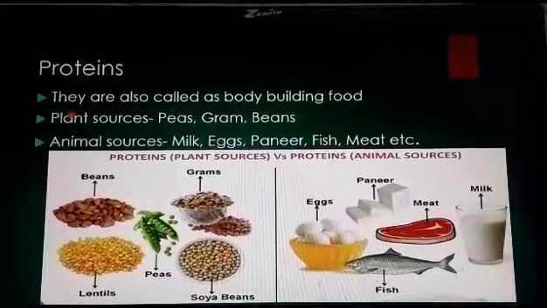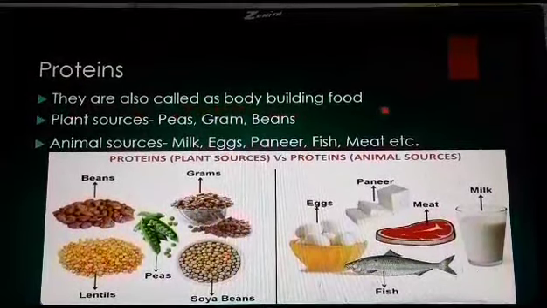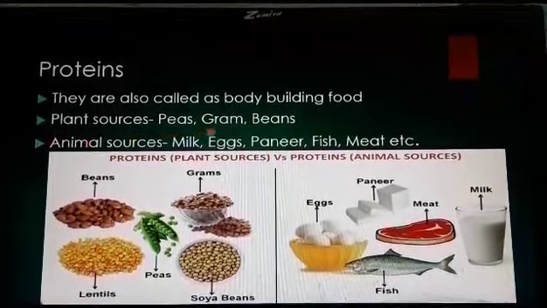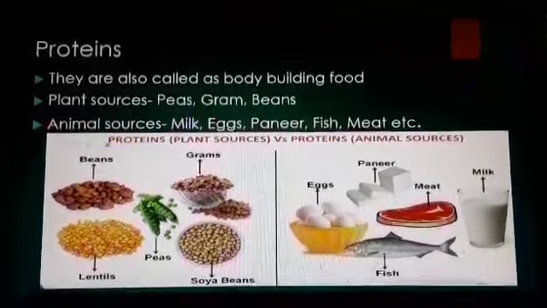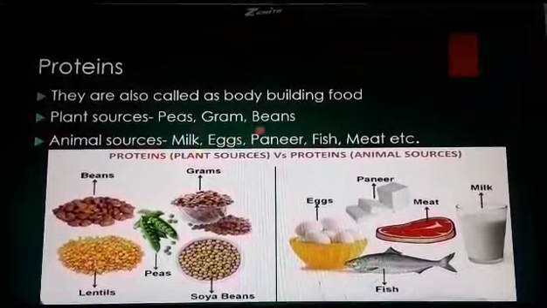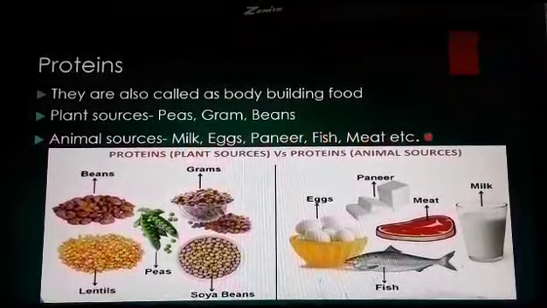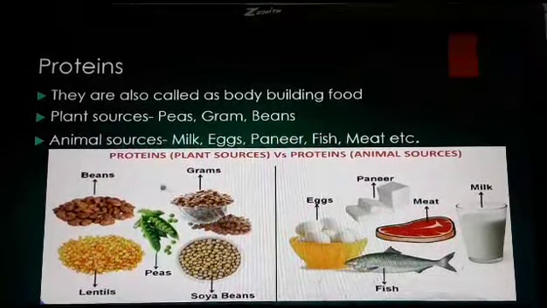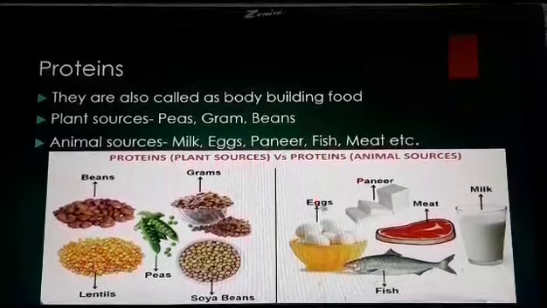Proteins. They are also called body-building food. Plant sources: peas, gram, beans. Animal sources: milk, eggs, paneer, fish, meat, etc. These are the plant sources of proteins and these are the animal sources of proteins.